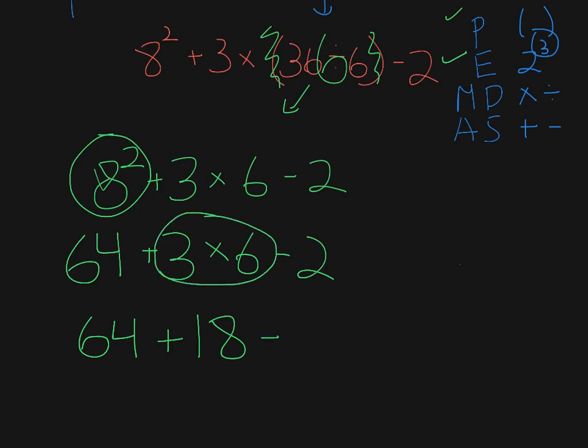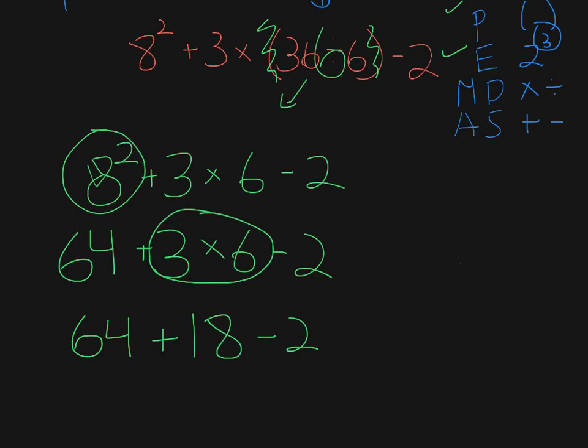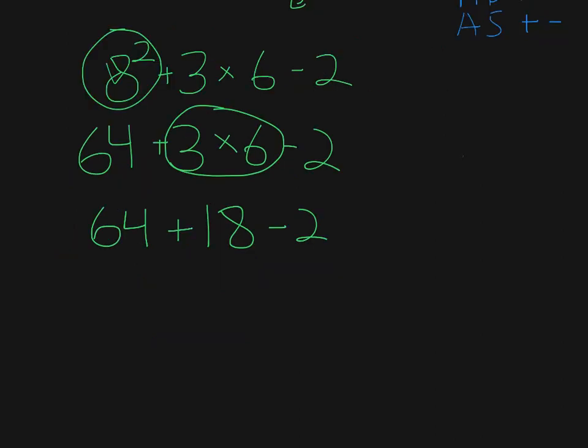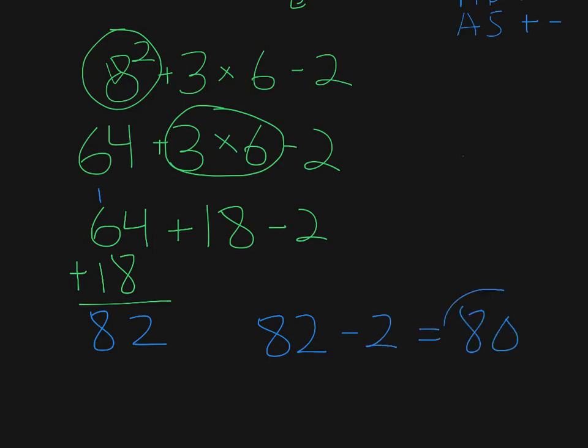Then it's subtract 2. Then we go ahead and add 64 plus 18, and we could do that by writing it this way if we like. 8 plus 4 is 12, carry my 1. 1 plus 6 is 7, 7 plus 1 is 8. Now it's 82 minus 2, and that gives us an answer of 80. So that's how you're going to do the order of operations.